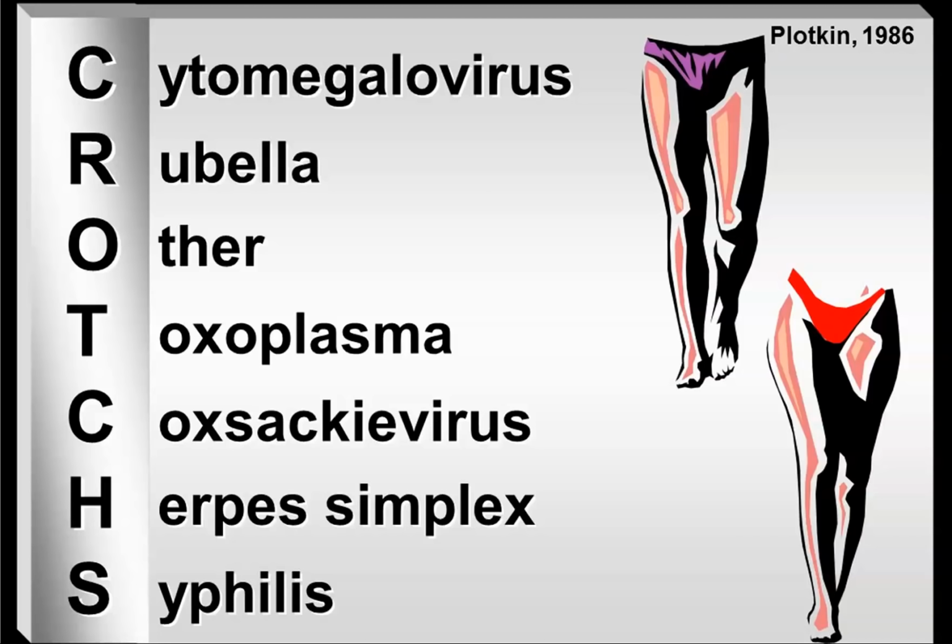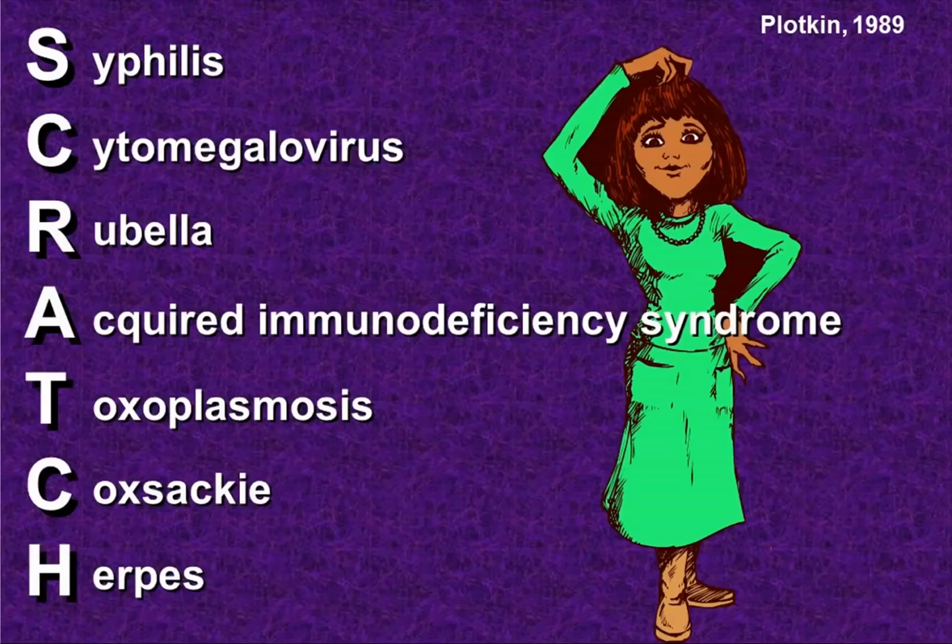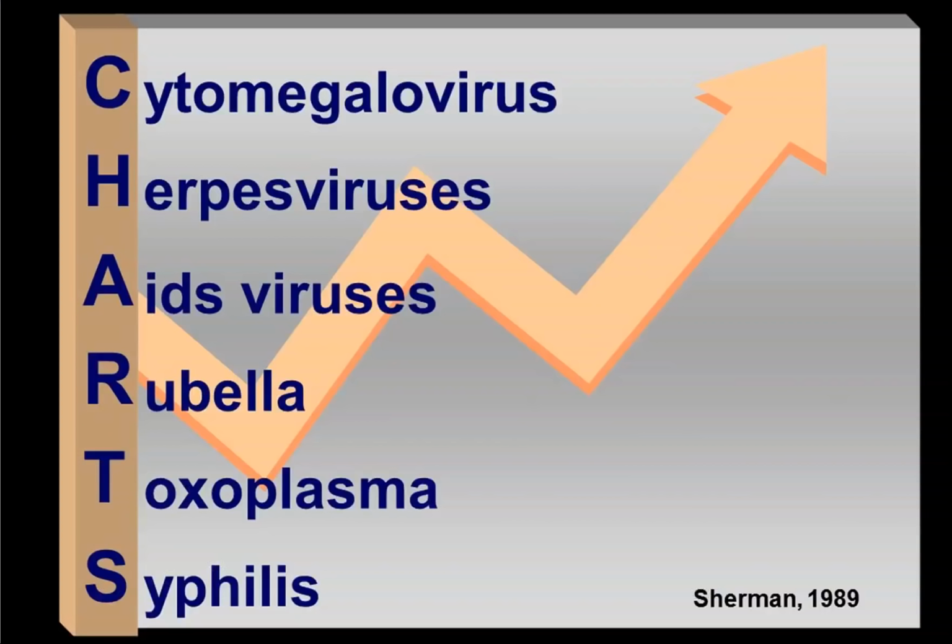And Plotkin, who's a very famous pediatric infectious disease specialist in Philadelphia, in 1986 thought we should go to CHEAPTORCHES because Coxsackie, we know, can also cause congenital infection, and wanted to include syphilis as well. And Plotkin again thought maybe 1989, that's when we were seeing the HIV infection at that time called acquired immunodeficiency syndrome. Also, SCRATCH was a new acronym. And then Sherman in 1989 decided CHARTS would be a better one because there they added the AIDS viruses, which as you know, we now call human immunodeficiency virus.